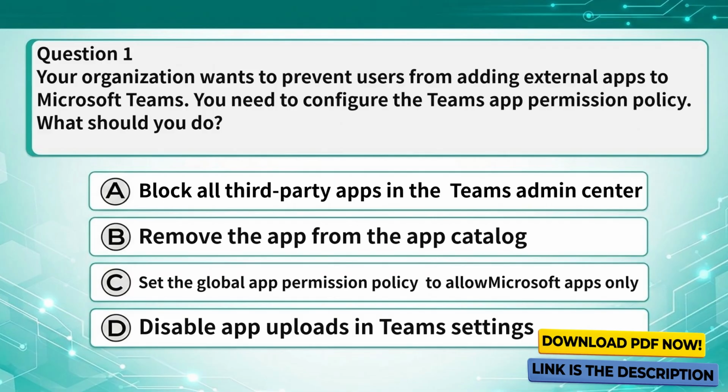Question 1. Your organization wants to prevent users from adding external apps to Microsoft Teams. You need to configure the Teams app permission policy. What should you do? A. Block all third-party apps in the Teams Admin Center. B. Remove the app from the app catalog. C. Set the global app permission policy to allow Microsoft apps only. D. Disable app uploads in Teams settings.